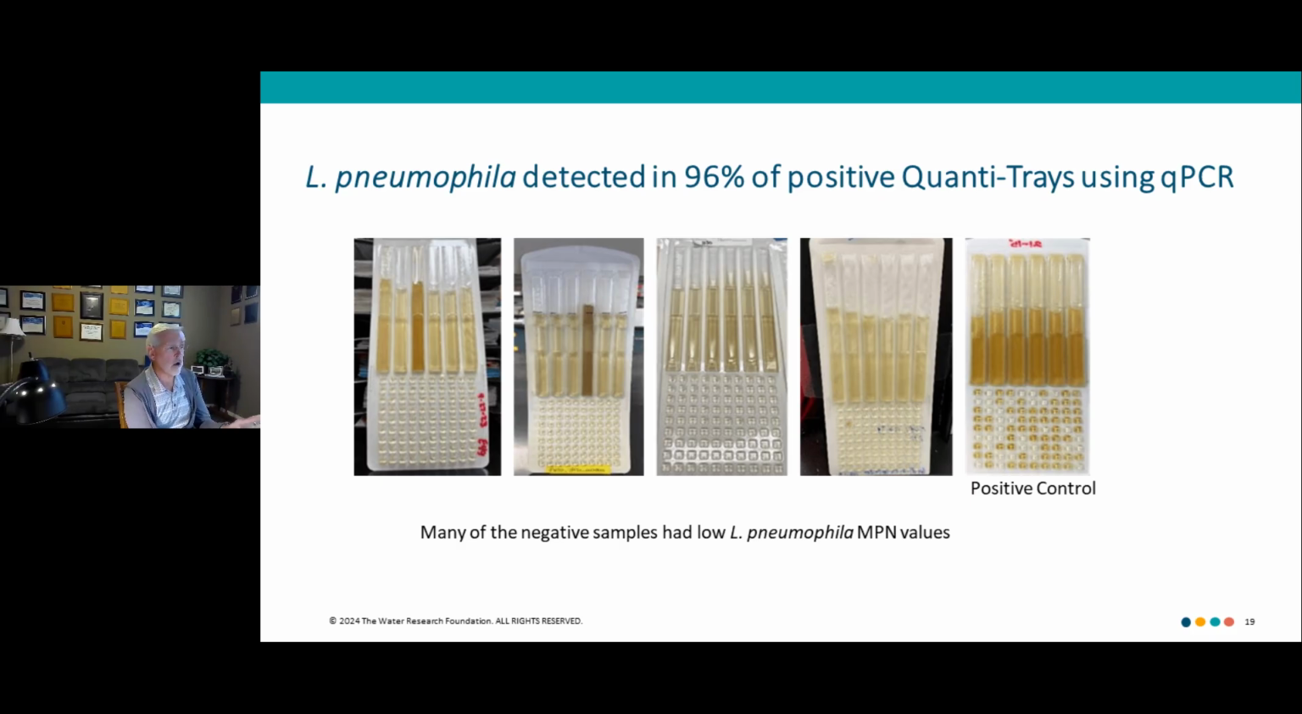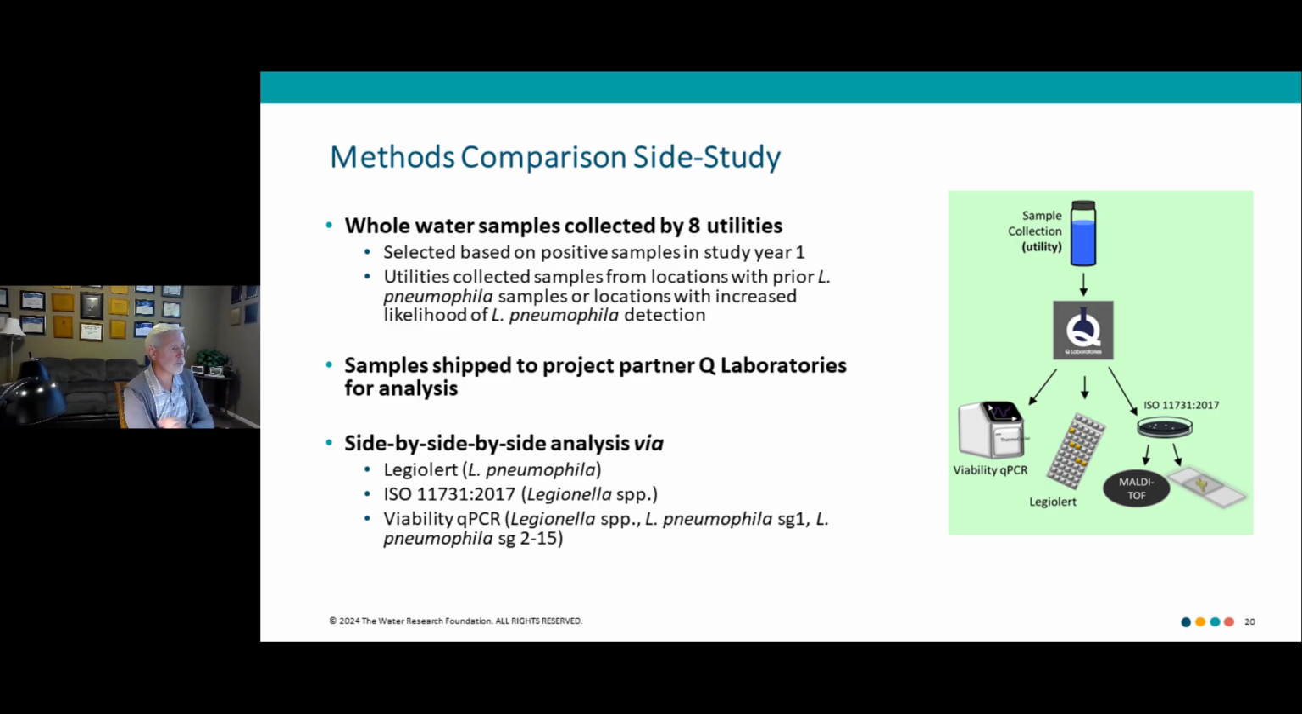But all in all, even if these trays were counted within the project, most of these negative samples had very low MPN values. That far right one would only be an MPN of 1. So it made very little difference in the overall occurrence or overall concentration, given that for our project, we wanted to detect Legionella pneumophila within the trays.